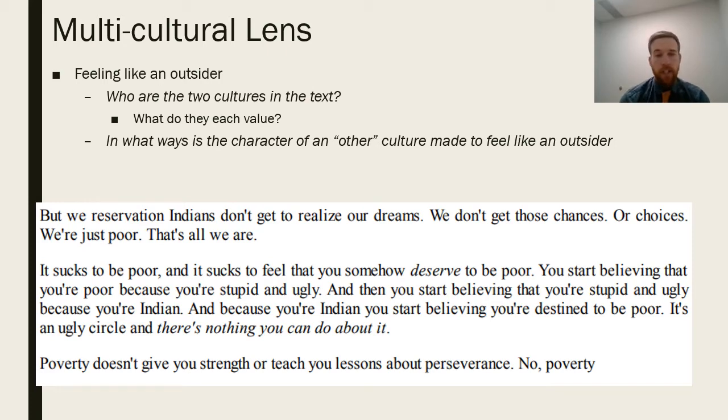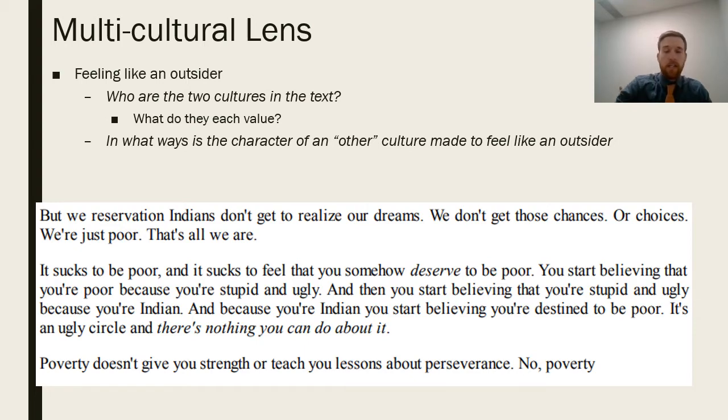But we reservation Indians don't get to realize our dreams. We don't get those chances or choices. We're just poor. That's all we are. It sucks to be poor, and it sucks to feel like you somehow deserve to be poor. You start believing that you're poor because you're stupid and ugly, and then you start believing that you're stupid and ugly because you're Indian. And because you're Indian, you start believing you're destined to be poor. It's an ugly circle, and there's nothing you can do about it.